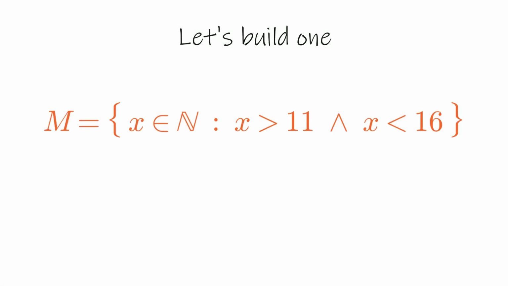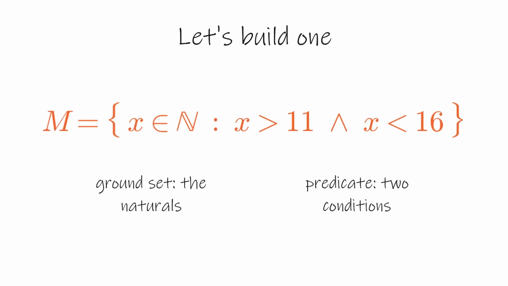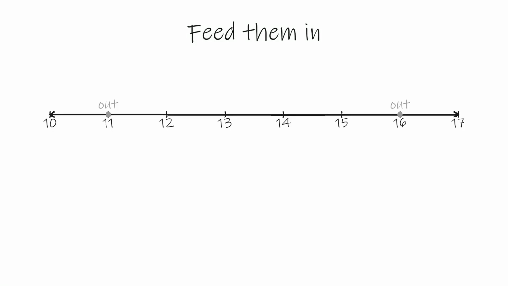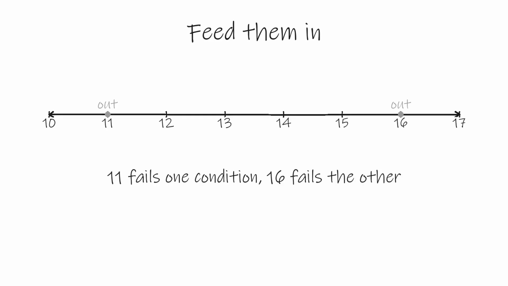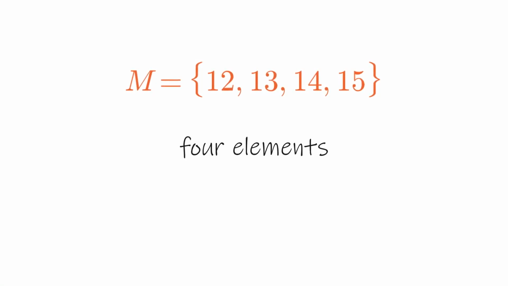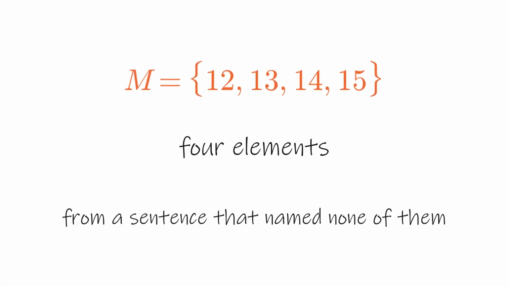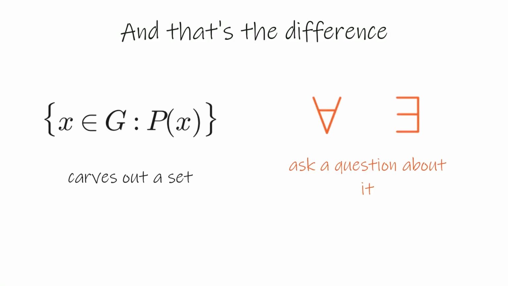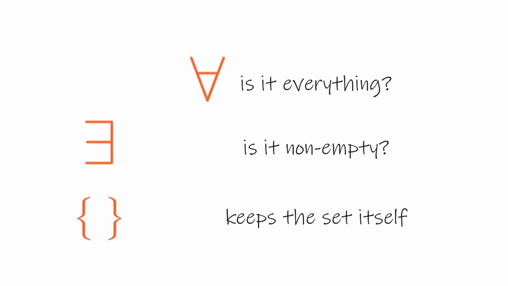Let's build one and reuse the name M for it. M is the set of X in the natural numbers, with X greater than 11 and X less than 16. Feed them in. 11 fails the first condition. 16 fails the second. You're left with 12, 13, 14, 15. So M is that set. 4 elements from a sentence that named none of them. And that's the difference. The quantifiers ask a question about the set your predicate carves out. For all asks, is it everything? There exists asks, is it non-empty? Set builder keeps the set.